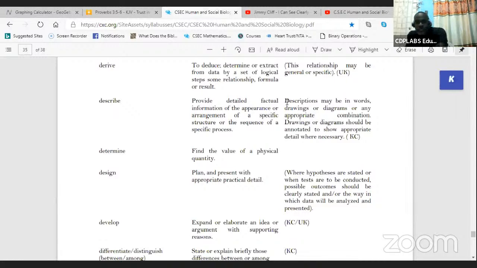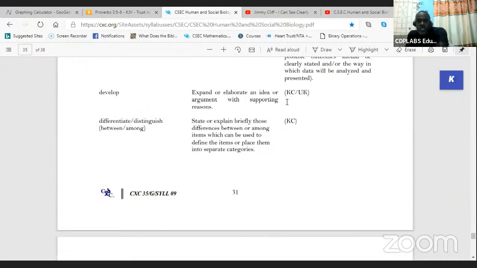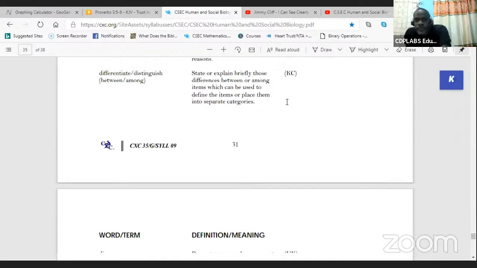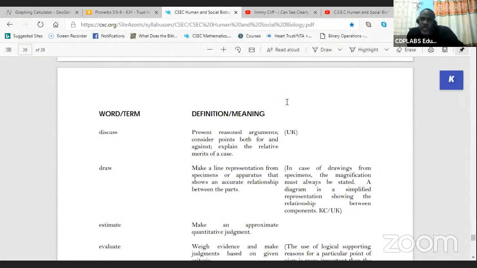I'll take you through the rest of the terms later on in the course as we go along. Now, I want to go to distinction: differentiate, tell the difference between or among. You must be able to make a comparison and tell the differences. There are different ways of showing a comparison. You can use diagrams to show comparisons. Please remind me to take you through the text structures, all right?